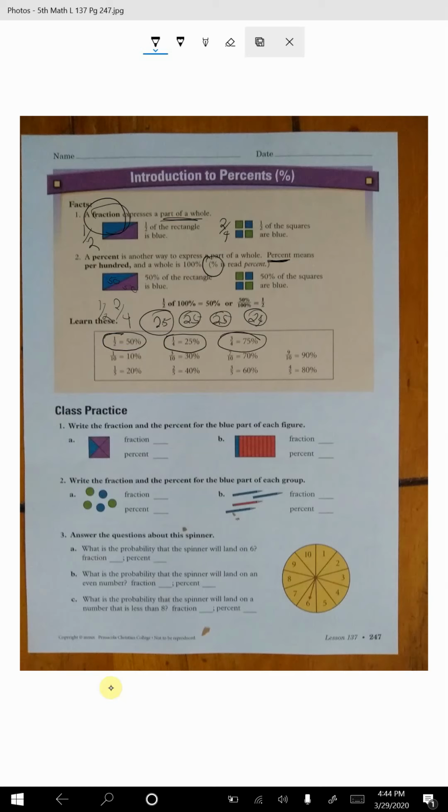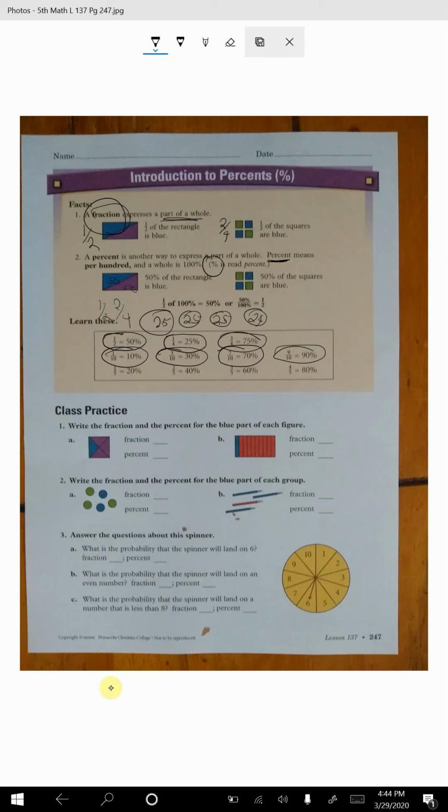When I see tenths, just think of dimes. Remember, dimes are 10 cents. There's 10 dimes in a dollar. So if you have 1 dime, that's 10 cents, 10%. 3 dimes would be 30%, or 30 cents. 7 dimes would be 70 cents. And 9 dimes would be 90 cents.